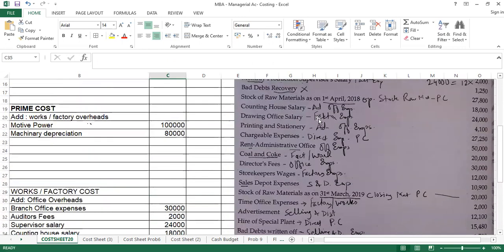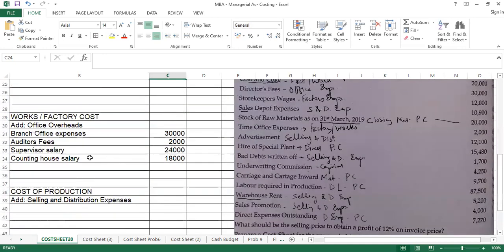Drawing office salary, that is factory expenses, 24,000. So factory expenses for the drawing office salary in the factory, that amounts to 24,000 rupees. After drawing office salary, we have printing and stationery, that is office expenses. So in office expenses, we will add here printing and stationery. Printing and stationery is admin expense. It will go to office cost. The printing and stationery expenses amount to 4,100.